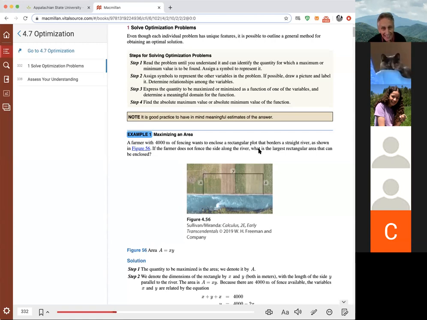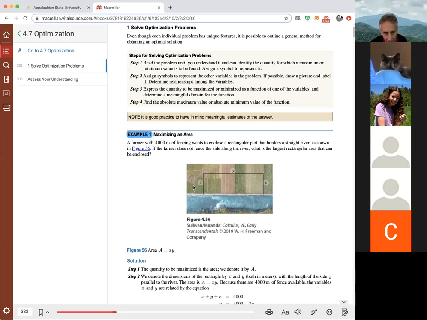Example 1. This is something I'm going to ask you a similar question on a quiz coming up, okay? Assessments coming up. Probably something like this. A farmer's got 4,000 meters of fencing, wants to enclose a rectangular plot that borders a straight river. That means there's only 3 sides. You see that picture at the bottom there?